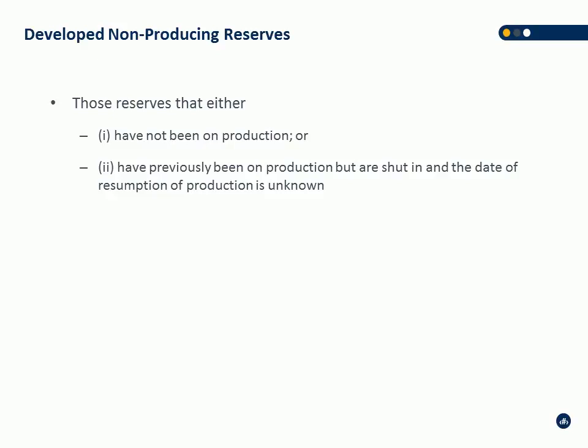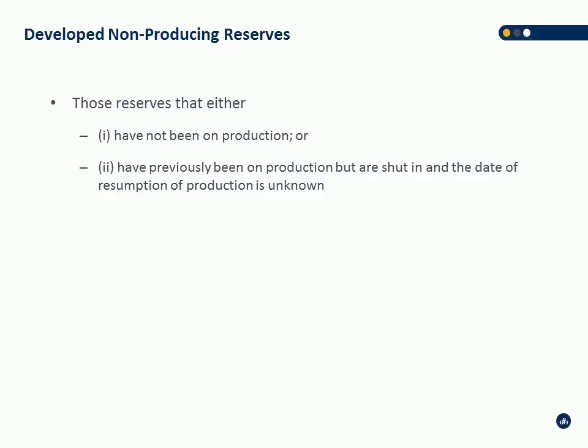A lot of times, wells will be drilled but not yet completed, or they'll be drilled and completed but not yet on production by the effective date of the report. If that's the case, they have to fall into the non-producing category. You can't assign them as PDP reserves, or developed producing reserves.